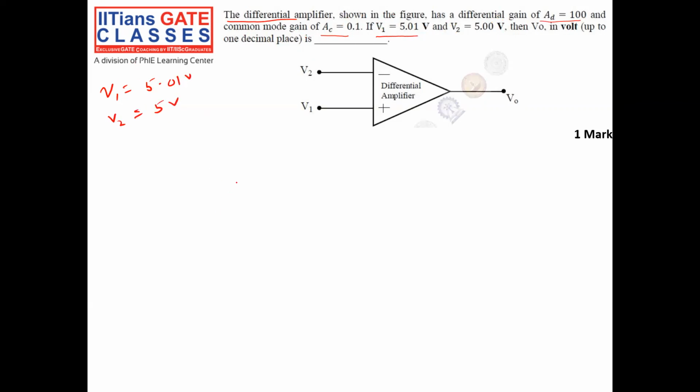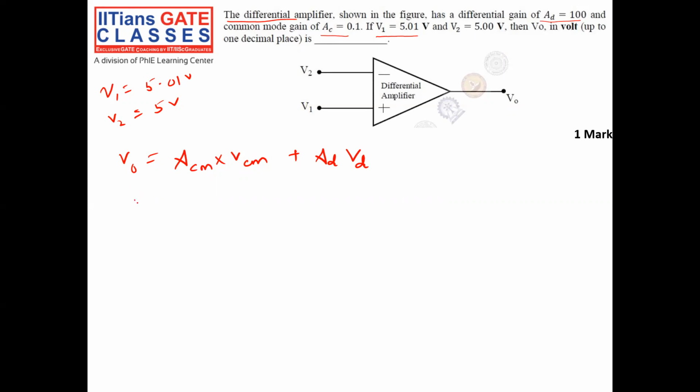We know the output of the op amp is equal to the common mode gain into the common mode voltage plus differential gain into the differential voltage. So the output consists of two terms. The first term is because of the common mode input. The second term is because of the differential input. And in an ideal amplifier, the common mode gain should be very, very small and the differential gain should be very, very high.